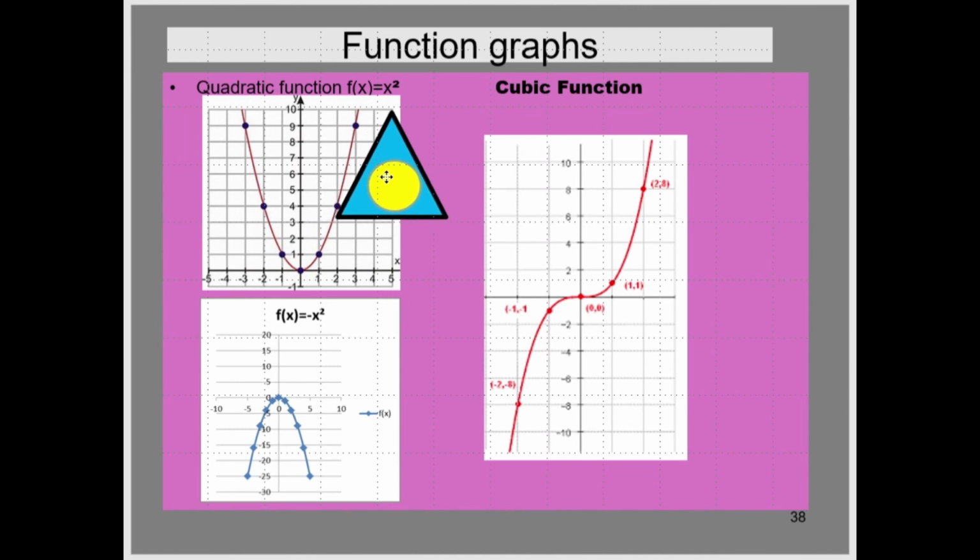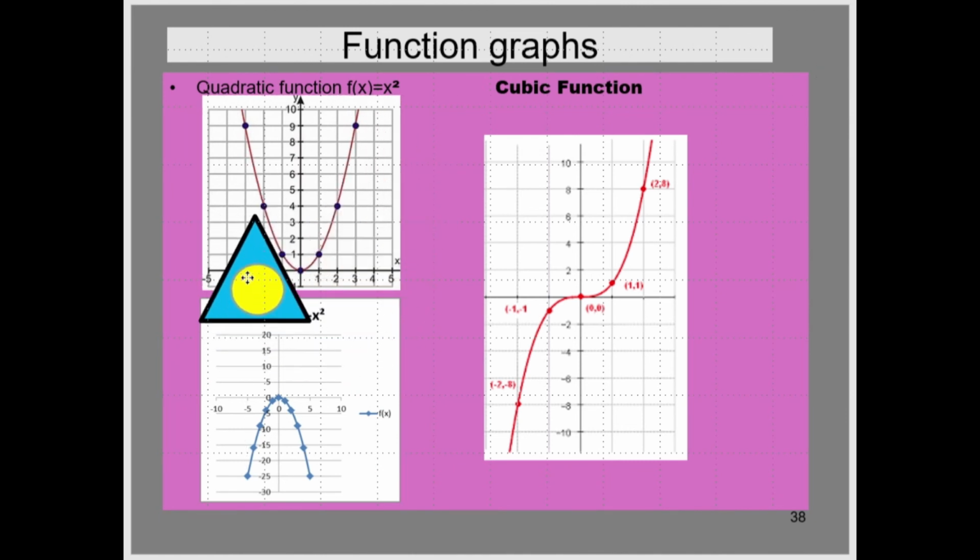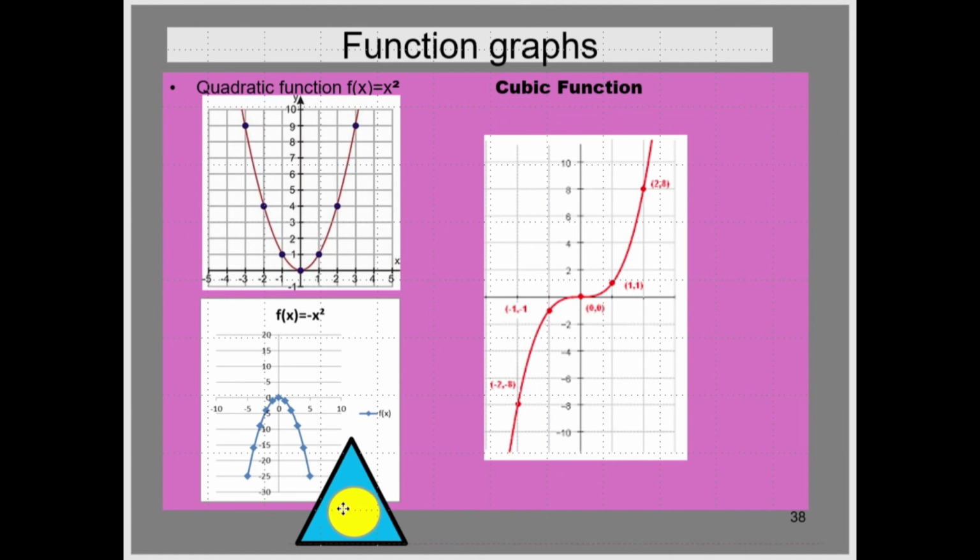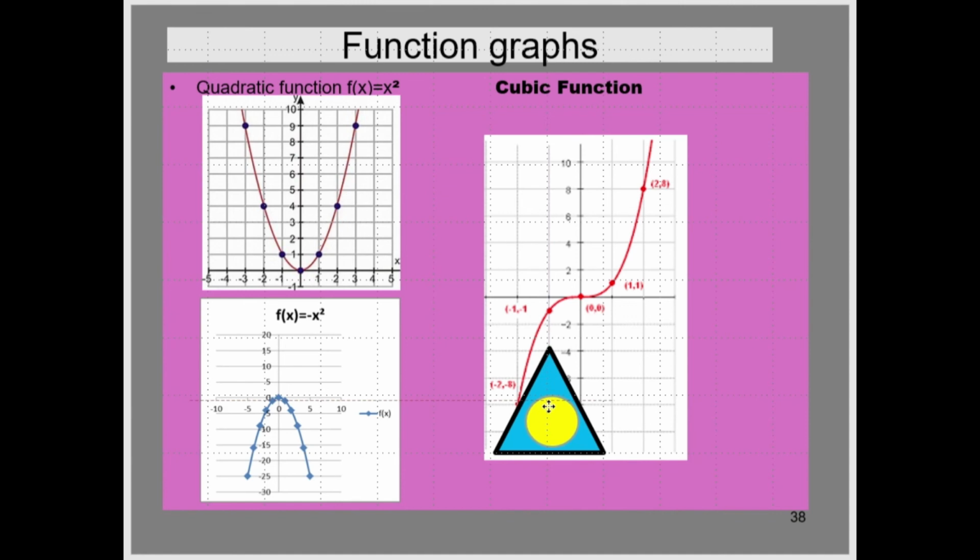Quadratic function f of x equal to x square is shown in this diagram. This is in the parabola shape. Then f of x equal to minus x square, again parabola shape, but pointing downwards. F of x equal to x square is holding type. F of x equal to minus x square is pouring type. Then cubic function. This is f of x equal to x cube.